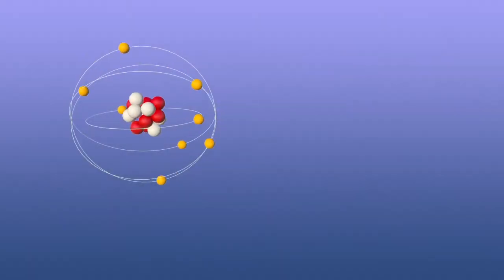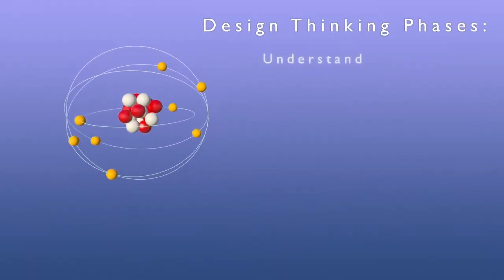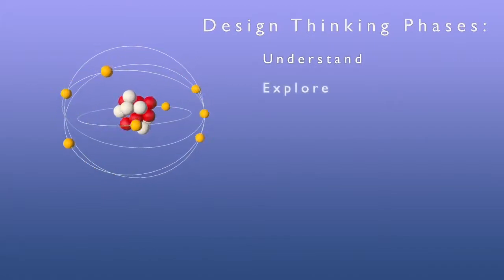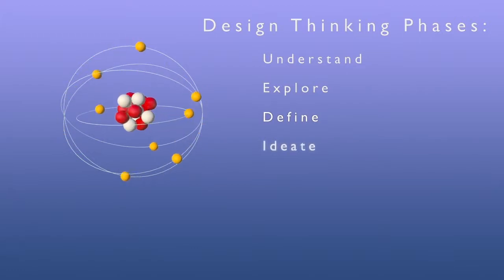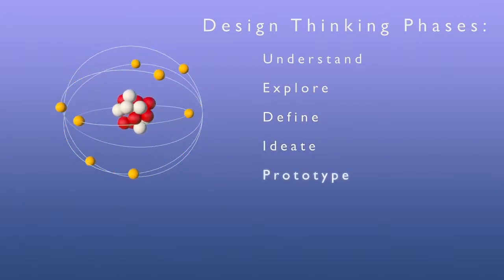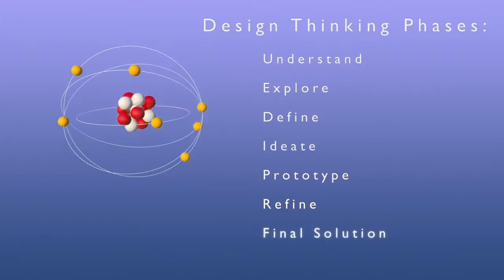Science is important to the design thinking process. A highly regarded methodology used in design, engineering, and business fields to promote innovation is known as design thinking. As shown here, design thinking consists of 7 interrelated phases. The first 3, understand, explore, and define, involve developing a deep understanding of the factors that impact a design.